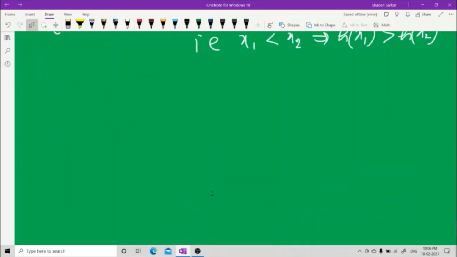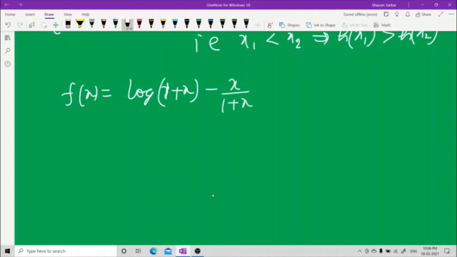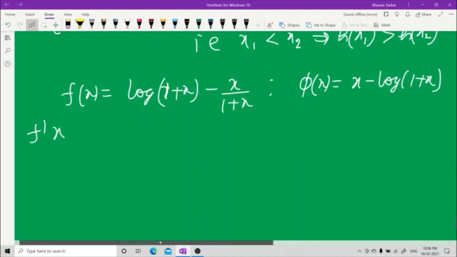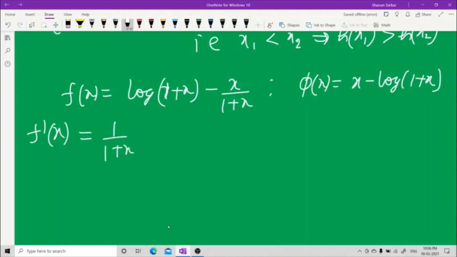Let us define the function. f(x) is log(1 plus x) minus x upon 1 plus x. The other function is phi(x), which is x minus log(1 plus x). Similarly, f dash x is equal to 1 upon 1 plus x. Now you know how to do that differentiation.